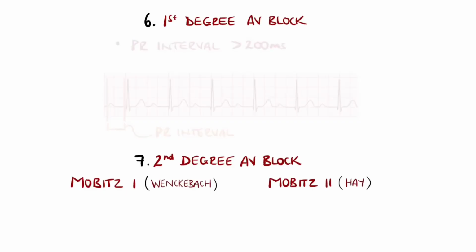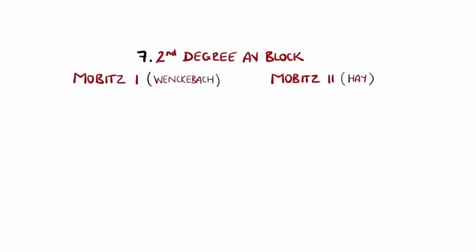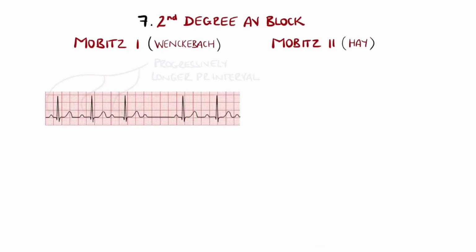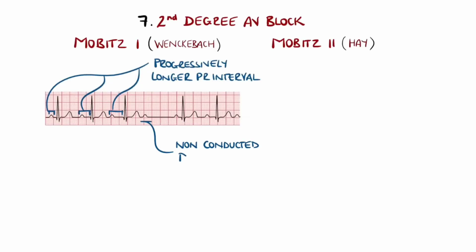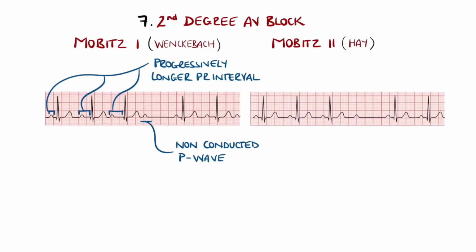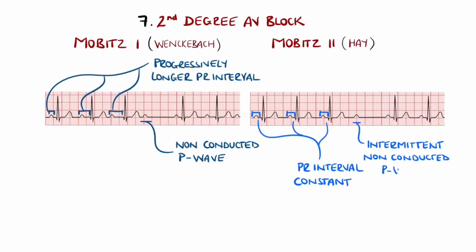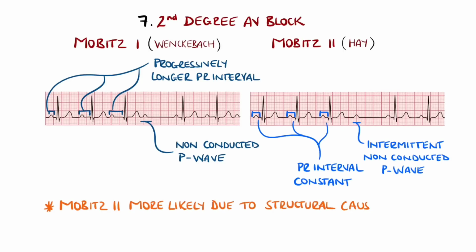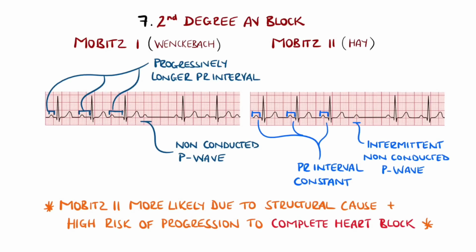Mobitz 1 features a progressive lengthening of the PR interval until there is a non-conducted P wave, then the cycle repeats. Mobitz 2 features a non-conducted P wave with no variation in the PR interval. Type 2 is usually due to a structural abnormality and is considered high risk for progression to third degree, also known as complete, heart block.